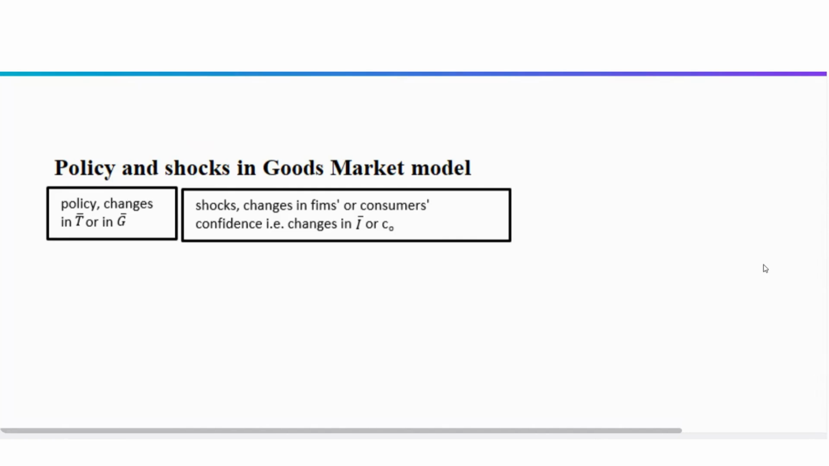We want to now look at policy and shocks in the goods market model. Here, policy in our standard goods market model would be changes in T bar or in G bar, and shocks could be changes in firms' or consumers' confidence, i.e. changes in I bar or C bar.